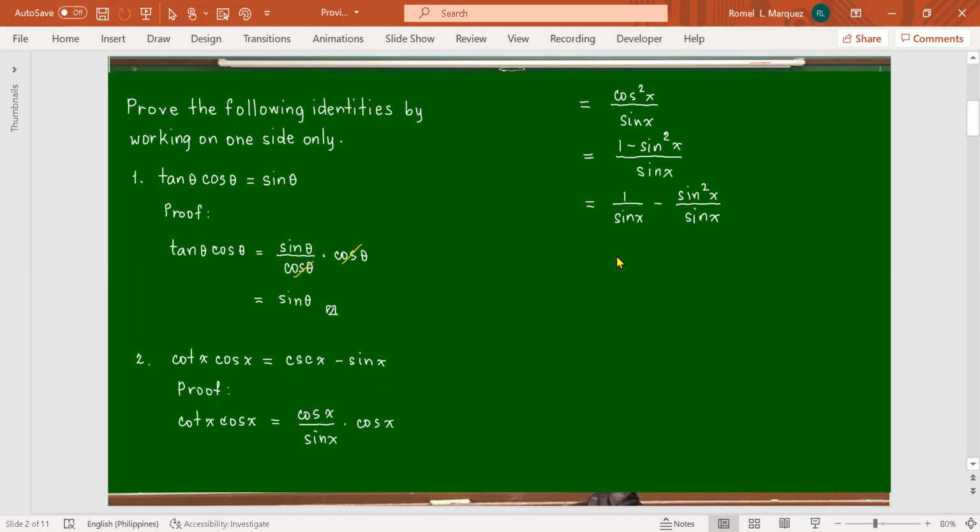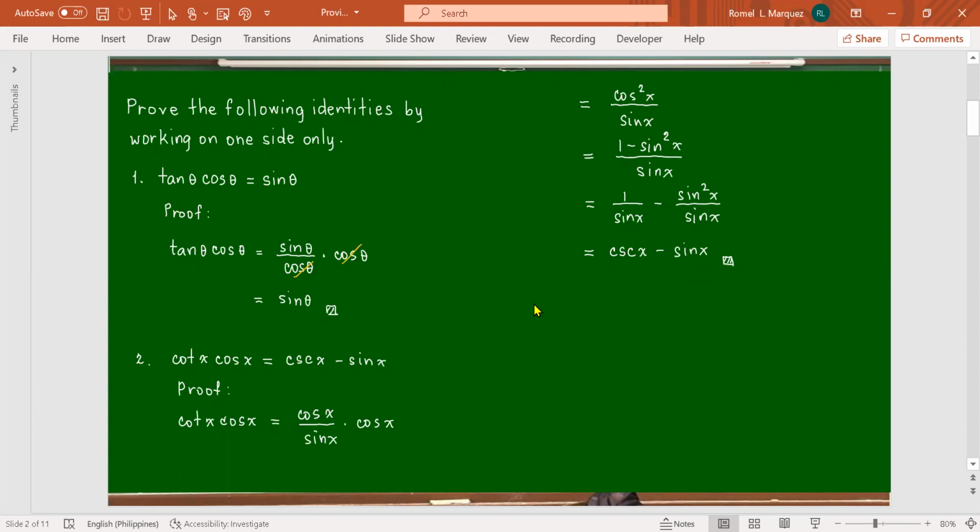Okay? What comes next? So 1 over sine x is equal to what? It is equal to cosecant x, no? From its reciprocal identity. And then here, dividing sine squared x by sine x, we get what? Sine x. And this is already the right side. So we're done. So it means we have proven that the left side is equal to the right side.